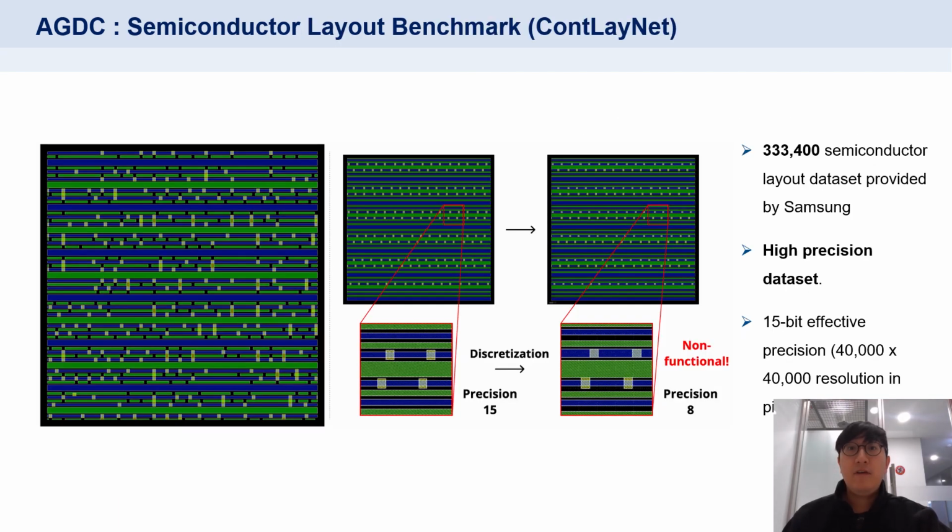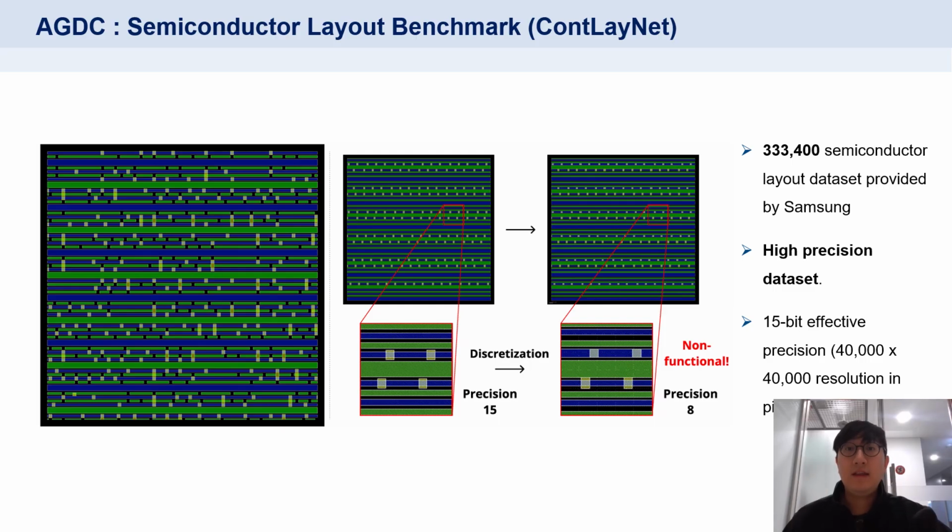To rigorously evaluate AGDC, we developed ContLayNet, a large-scale benchmark specifically designed for high-precision hybrid vector generation. ContLayNet comprises 334,000 semiconductor layout samples. Each sample maintains 15-bit effective precision, about 40,000 pixels. This data addresses a critical gap: the scarcity of benchmarks where precision errors directly impact functional performance.